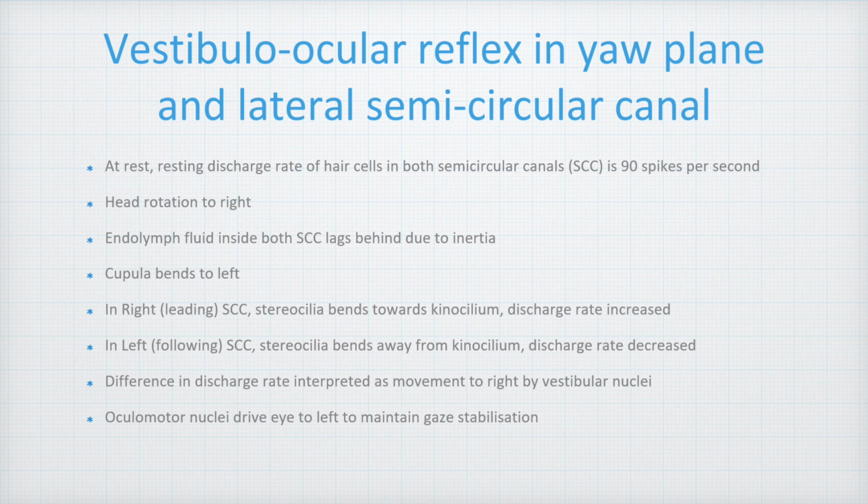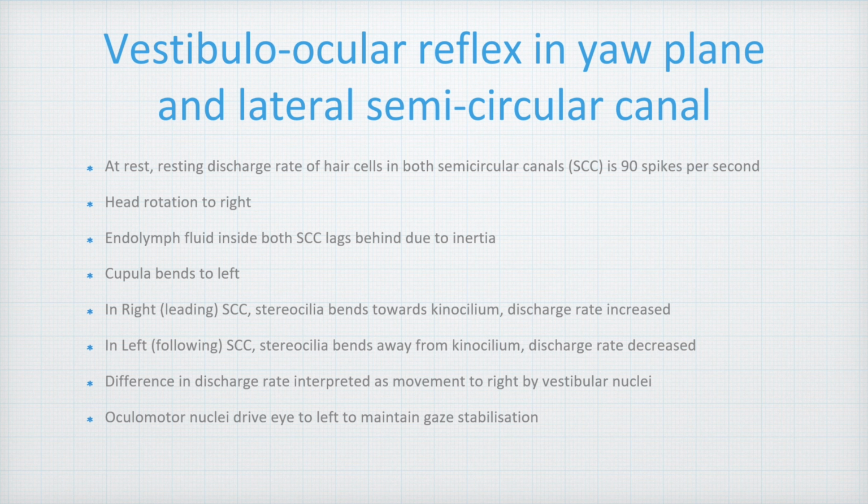So now we have two semicircular canals. We have one semicircular canal on the right side where the head is turning. Since the head is turning to the right, the right semicircular canal is the leading semicircular canal. In the leading semicircular canal, the stereocilia bend towards the kinocilium. This increases the discharge rate. So of course, if you are leading, the discharge rate increases. Due to the increase in the discharge rate, it causes depolarization of the hair cells. In the following semicircular canal, that is the left semicircular canal, the stereocilia move away from the kinocilium. The discharge rate is decreasing, resulting in hyperpolarization of the hair cells.